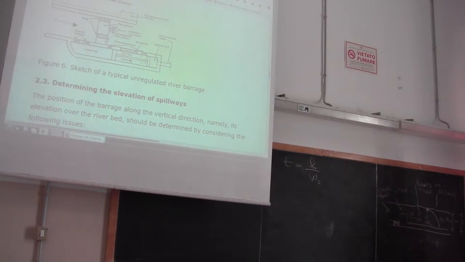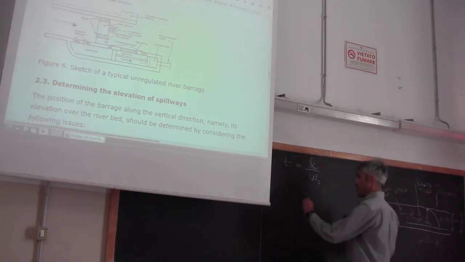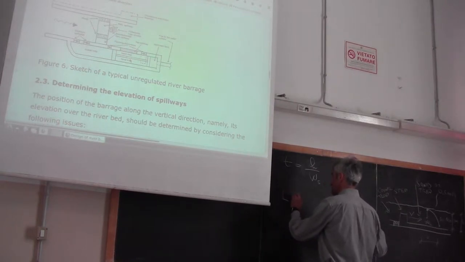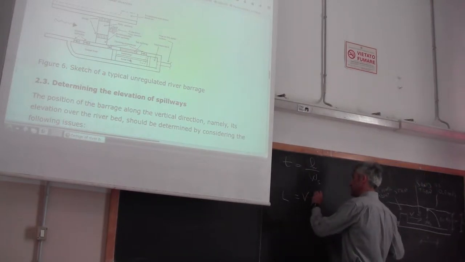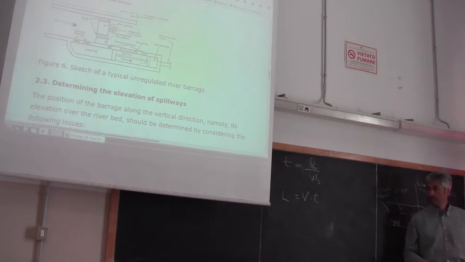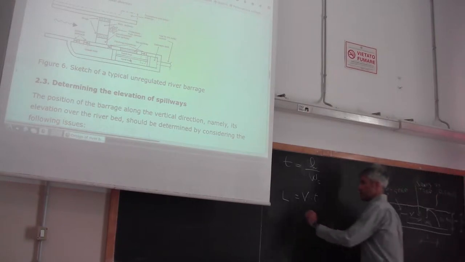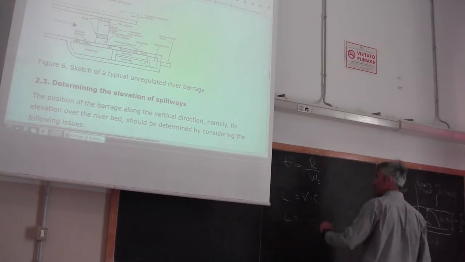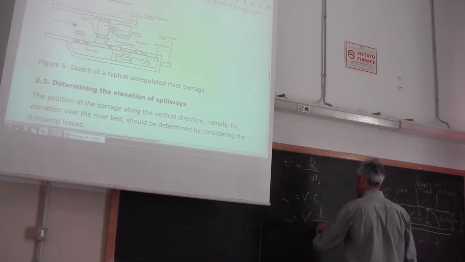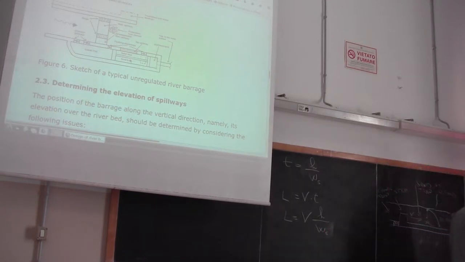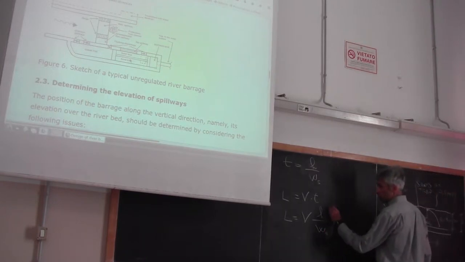This is the time required for the particle to reach the bottom. But during this time, the particle travels horizontally along a distance L, which is equal to the velocity V of the flow times t. And therefore L, which is the required length of the sand trap, is given by the velocity of the flow V times H divided by WS. It's quite simple. The only thing is that we need to know H, okay, we can fix it.